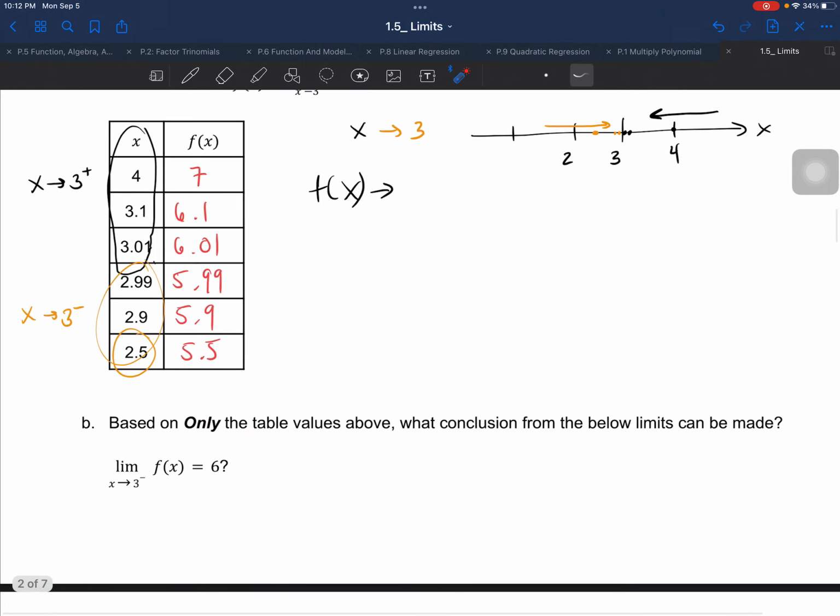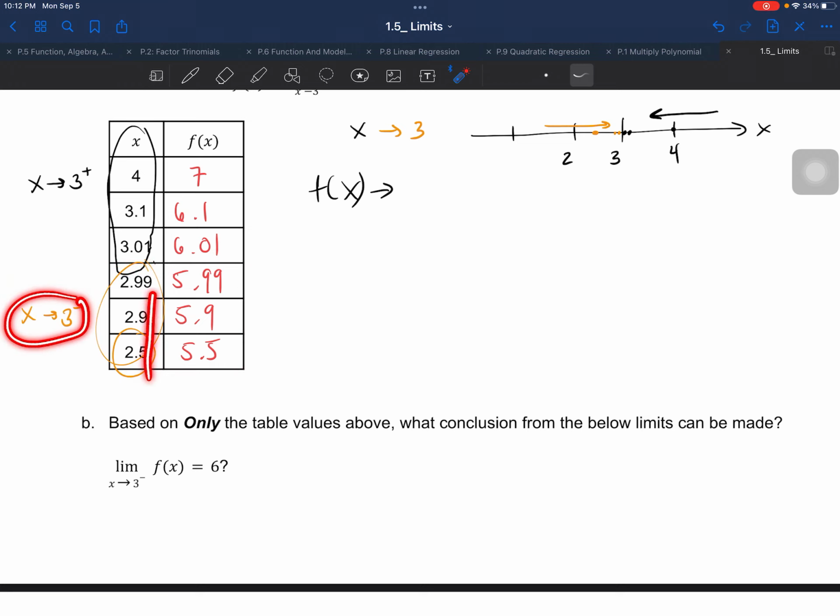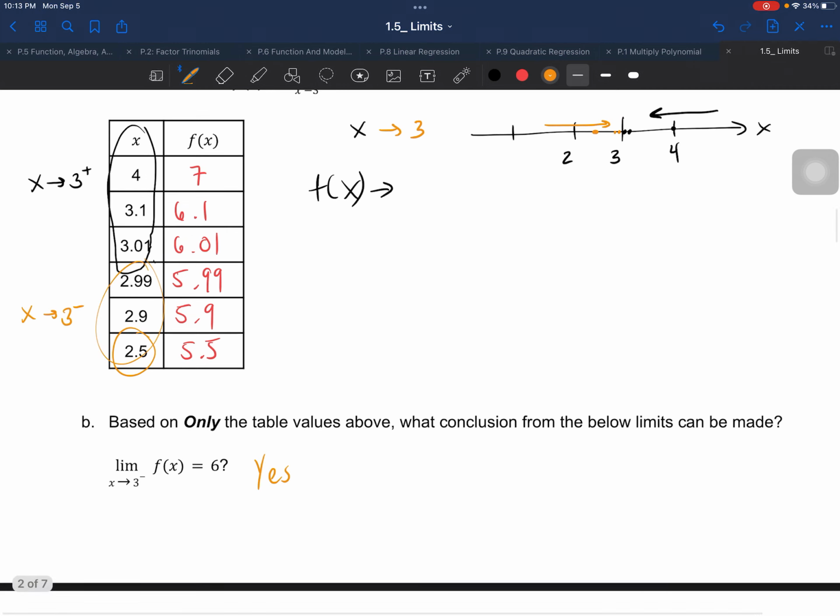Can we argue, by looking at this part right here, that as x approaches 3 from the left side, the values of the function are approaching what value? Is it approaching 6? It seems like it does, right? Because we are getting 5.5, 5.9, 5.99. So it seems like yes. And we can argue that it would have been more obvious if we had gotten even closer to 3. So let's try this again for another problem.